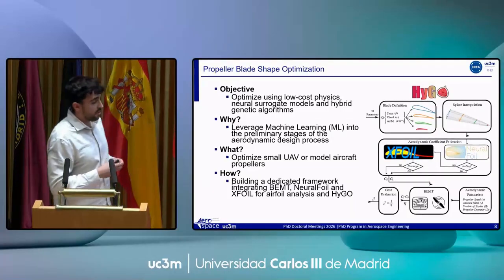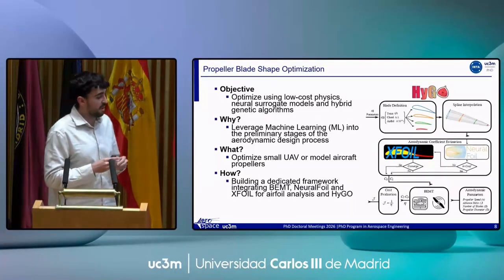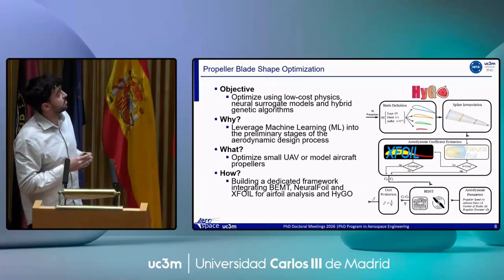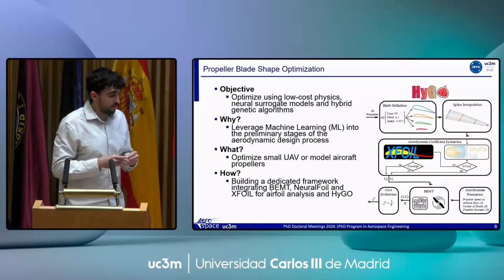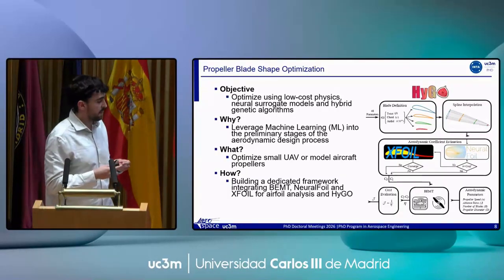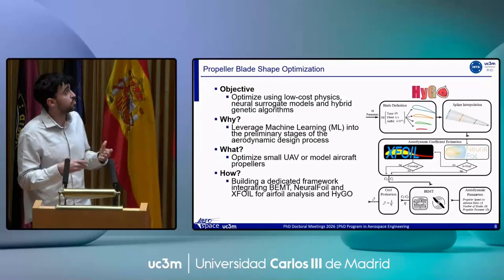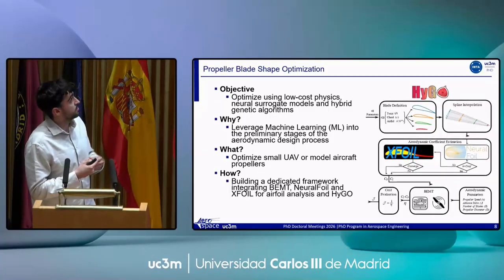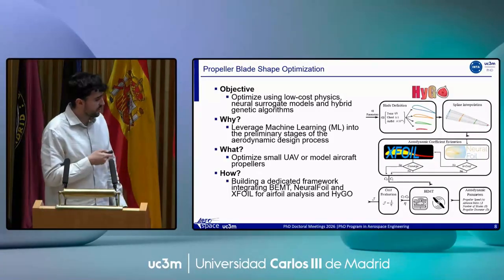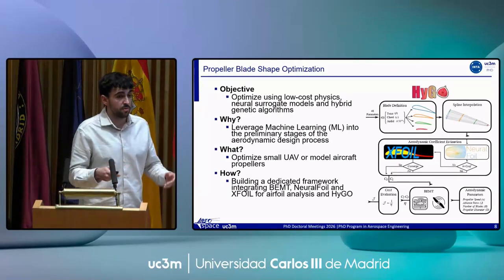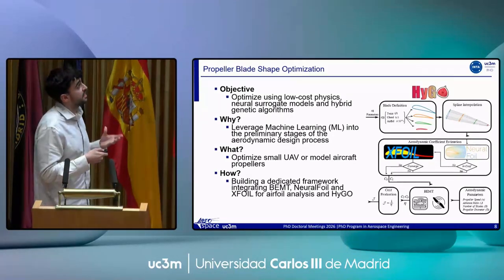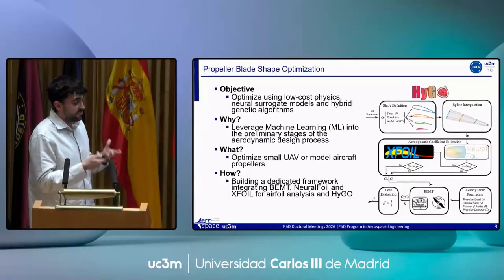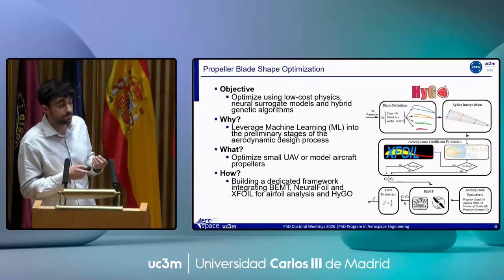Now, I'd like to share with you my progress. Last year, as I've said, I started my PhD building this standard ASO framework, tailoring it to propeller blade shape optimization. The main objective that is still a basis in my current work is to optimize using low-cost physics, neural surrogate models, and efficient algorithms. In this case, a hybrid genetic algorithm, which was HIGO. Why? Because we can leverage ML at the early stages of the preliminary design process, where genetic algorithms are preferred due to their exploration capabilities.